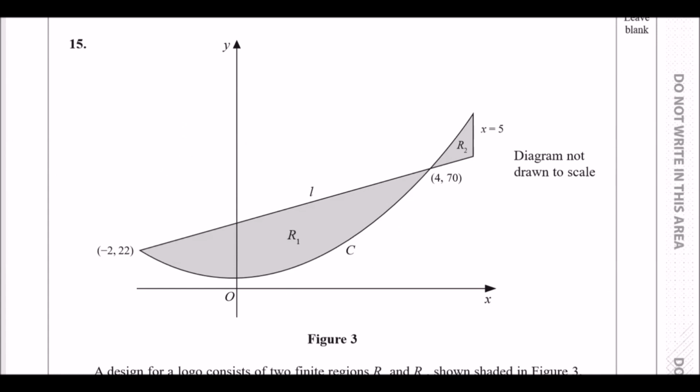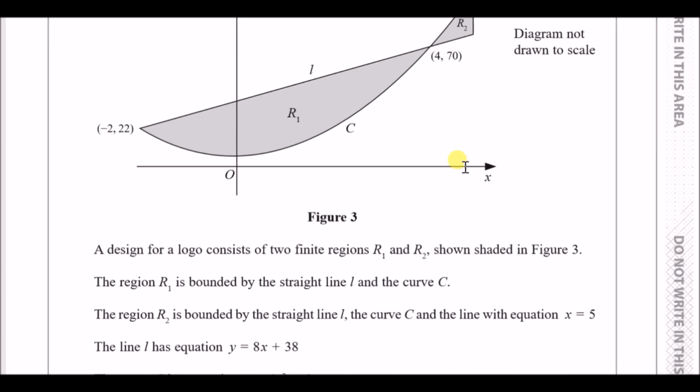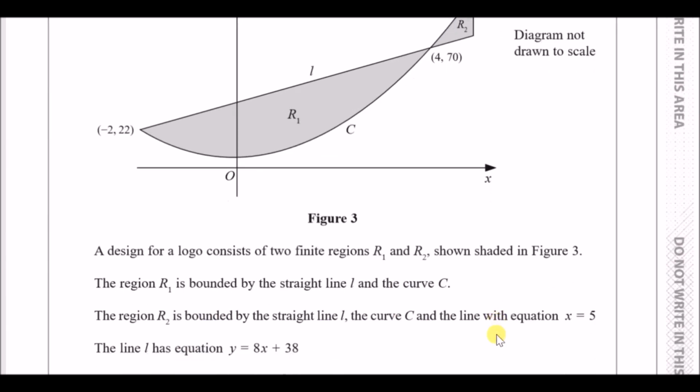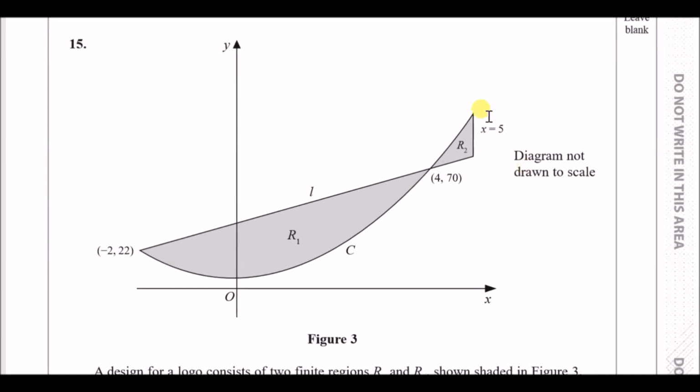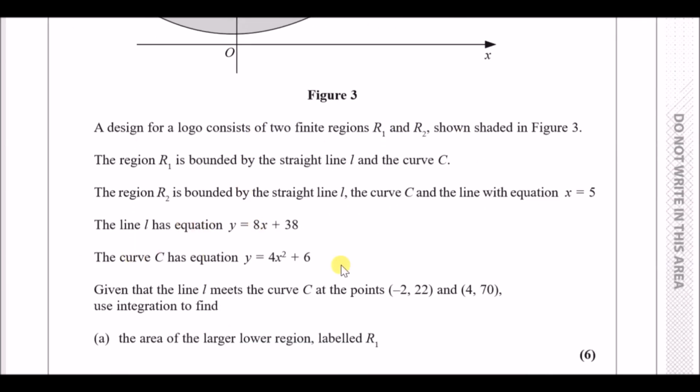Okay, number 15. A design for a logo consists of 2 finite regions, R1 here and R2 there, shown above. The region R1 is bounded by straight line L and a curve C. The region R2 is bounded by the straight line L and curve C with equation x equals 5. So you've got a third line up here, yep. The line L1 has this and curve C has that.